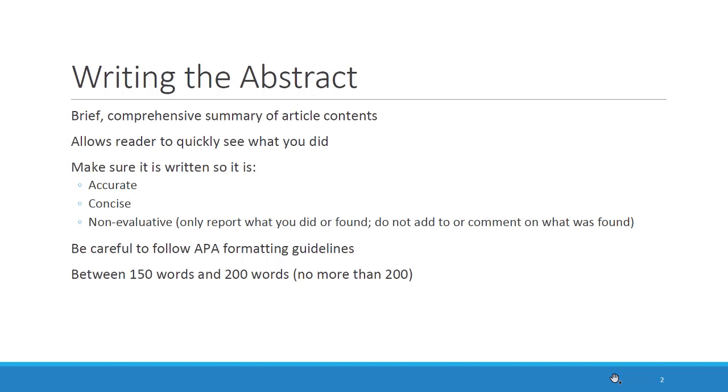Keep in mind that the abstract is meant to be a standalone piece of writing. What I mean by that is the reader should be able to read the abstract without having to reference anything else within your study in order to understand it. For that reason, you should never include things like citations in your abstract, because the reader would have to go and look up that citation. But in fact, you want your abstract to be a standalone document.